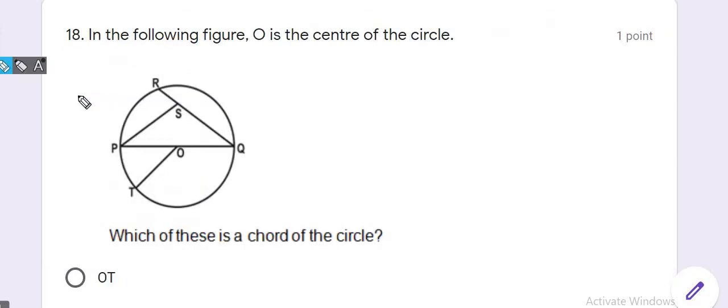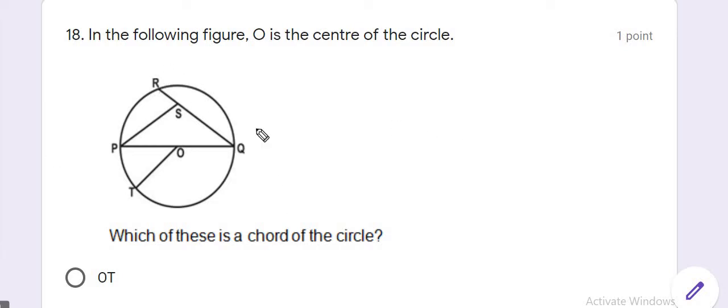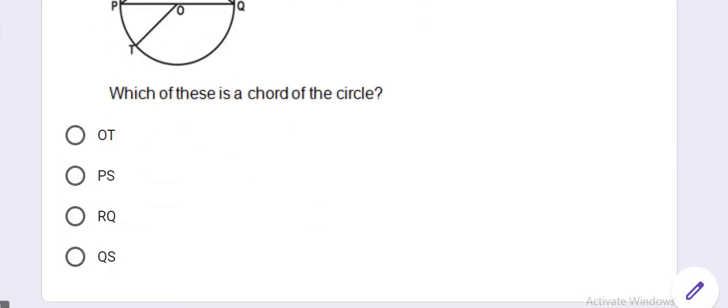Question 18. In the following figure, O is the center of the circle. Which of the following is a chord of the circle? As you know, a chord means a line segment joining any 2 points on the circle. So those 2 points must be on the circle. So out of these 4 options, RQ is the line segment which has both the points on the circle. So the correct answer is RQ. So C is the correct option.